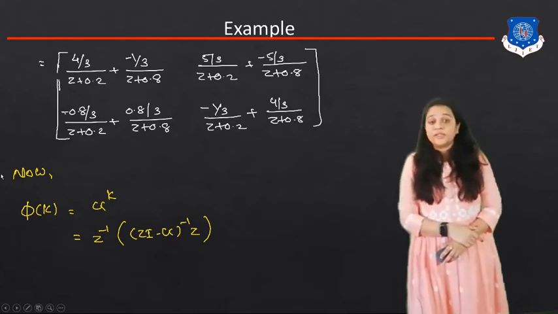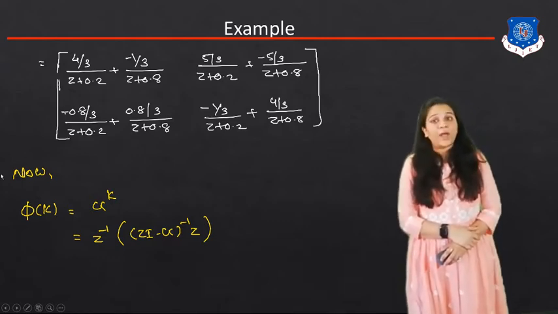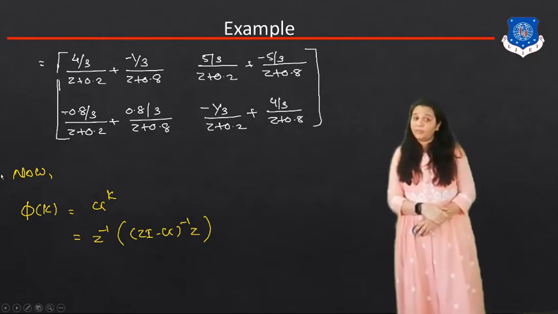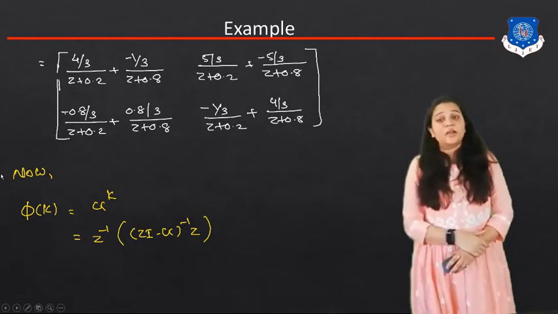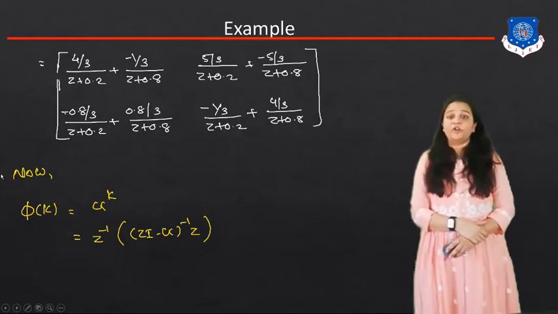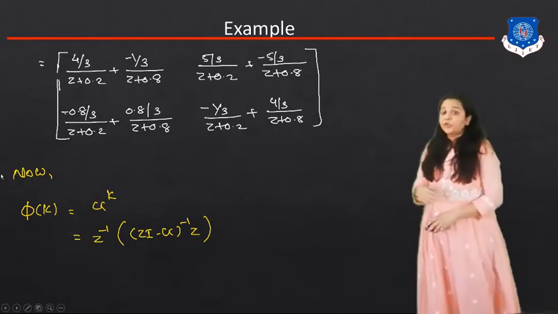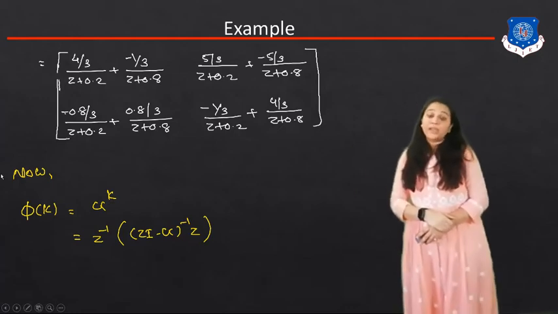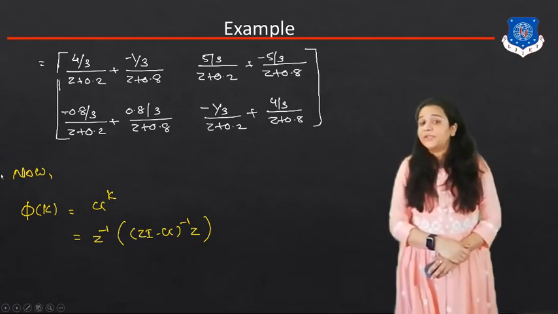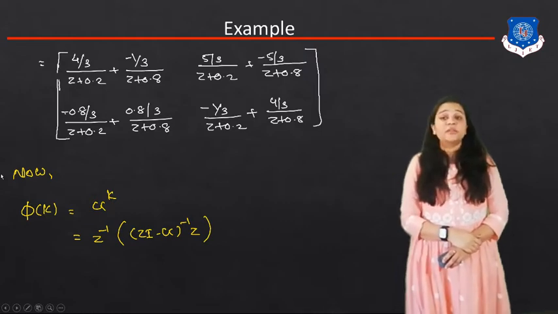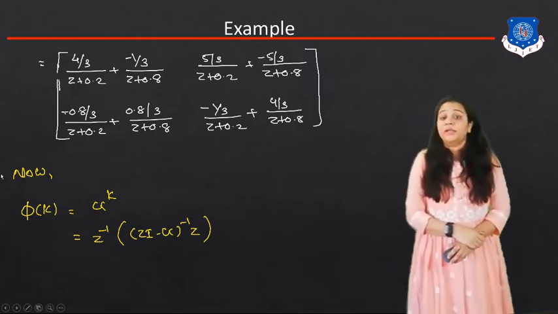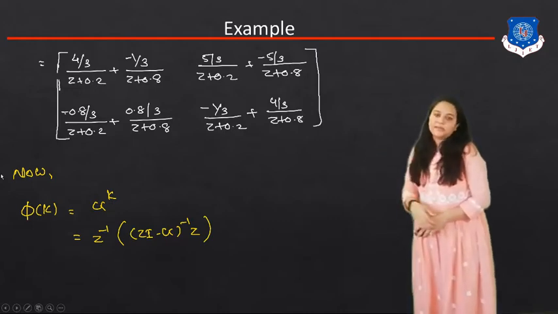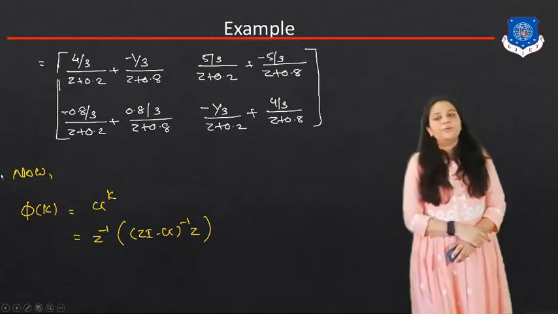Okay. Now what is our target? What we have to find? We have to find the value of the state transition matrix, and the state transition matrix is nothing but phi of k, or G raised to k. So now phi of k is equal to G raised to k. Okay, and what is the equation of the state transition matrix using the Z transformation method? It is the Z inverse of the bracket ZI minus G inverse into Z.